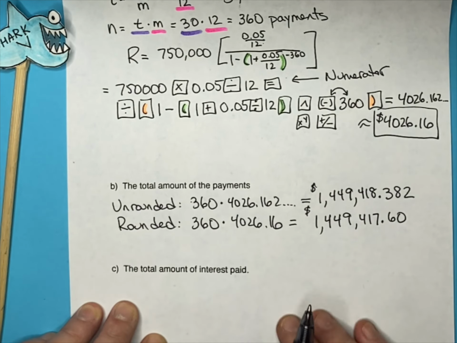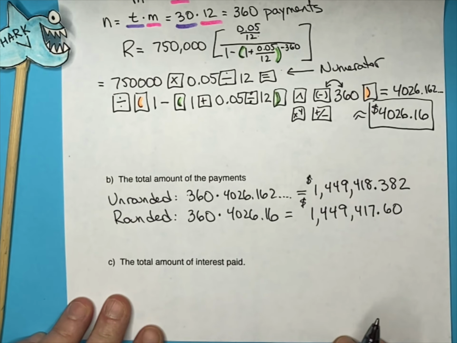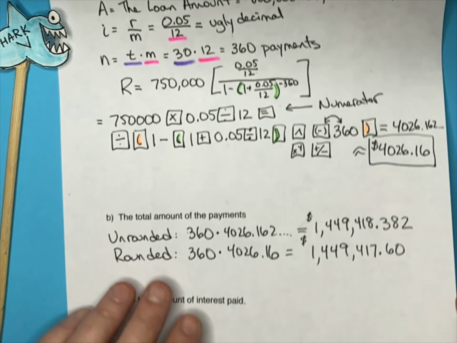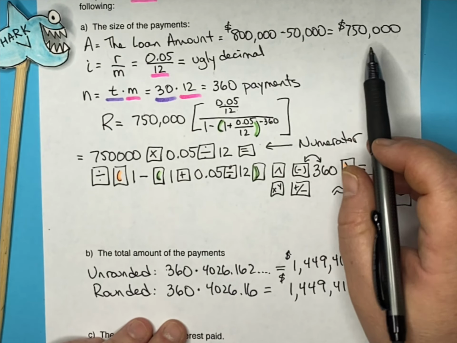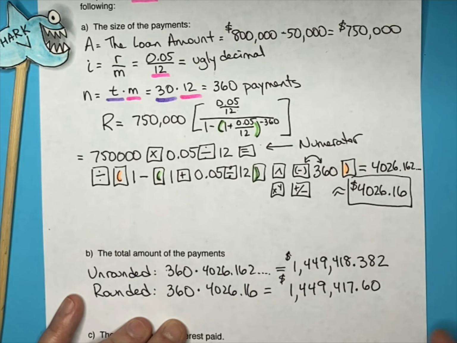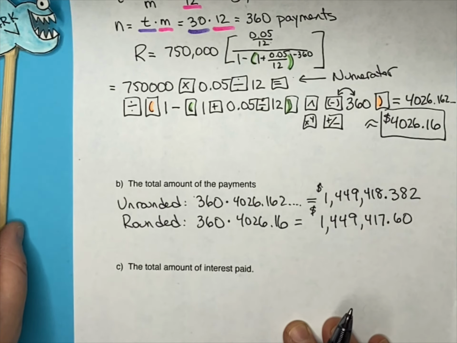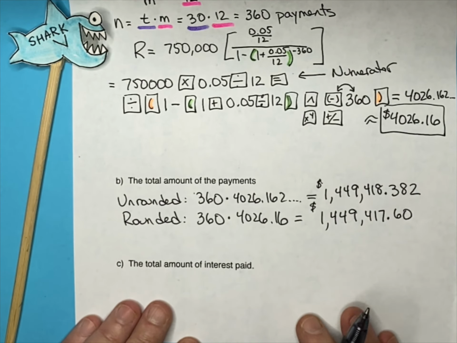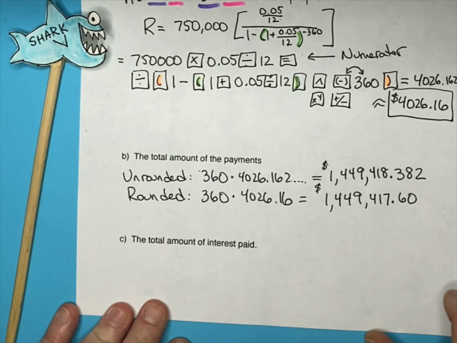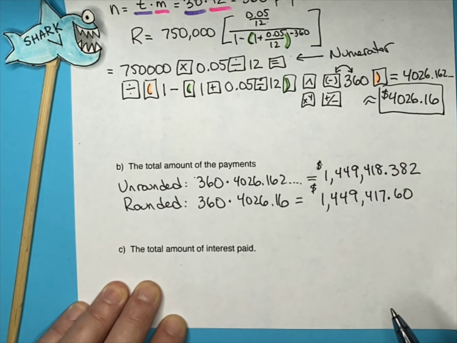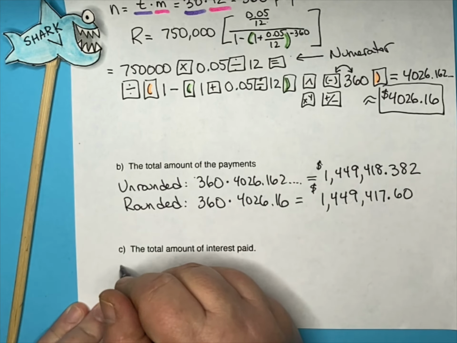Okay, what is the total amount of interest paid? Well, obviously, it's a lot of interest, right? The loan amount originally was $750,000. So depending on whether you go with the rounded, hello loan shark, there you go, and depending on whether you're using the unrounded or the rounded amount, you're still going to have a significant amount that you've paid in interest.